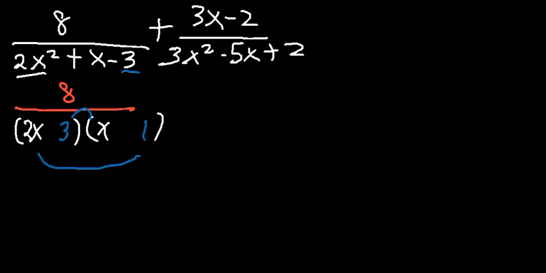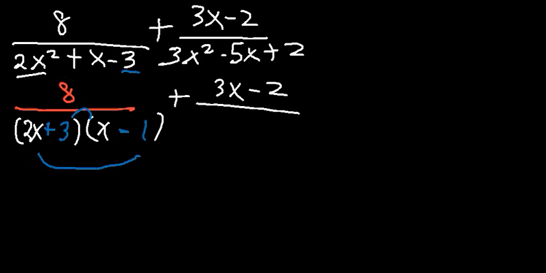Now we need to know which one is positive and which one's negative. Now we want positive x, so we want plus 3, because 3 times x is 3x. We want this to be minus 1 because 2x times negative 1 is negative 2x, and 3x minus 2x is plus x. That's one way you can factor it using trial and error.